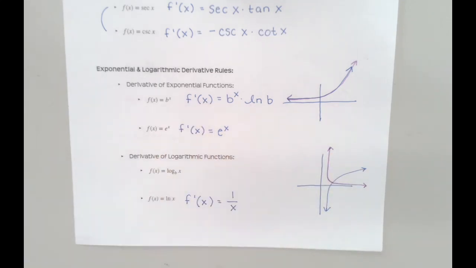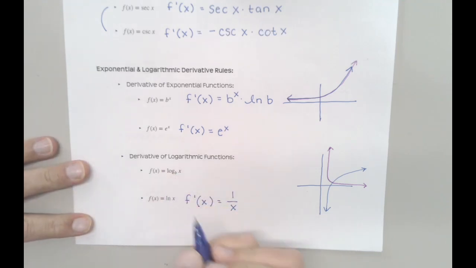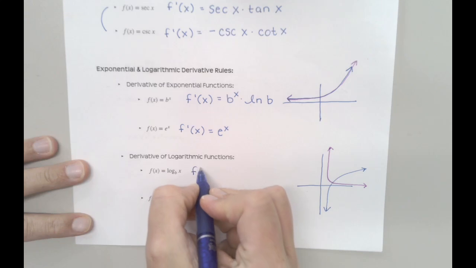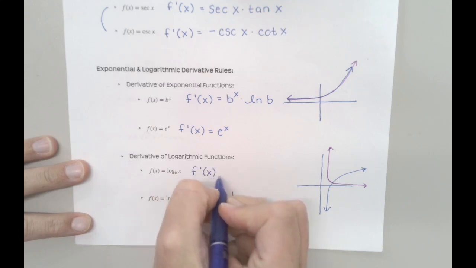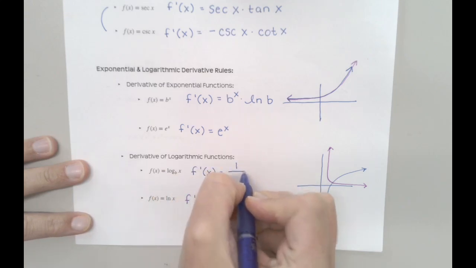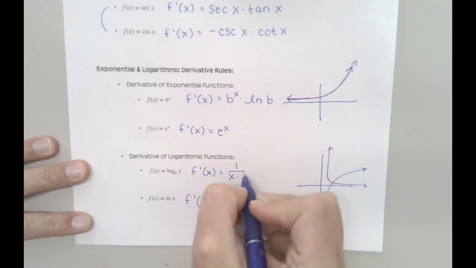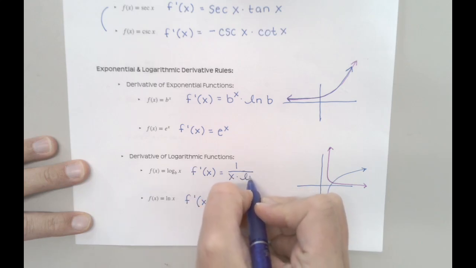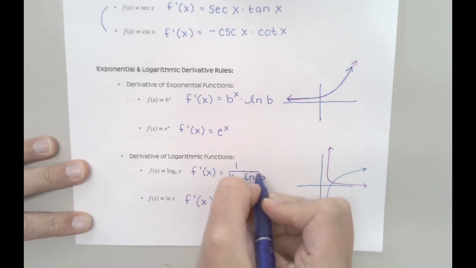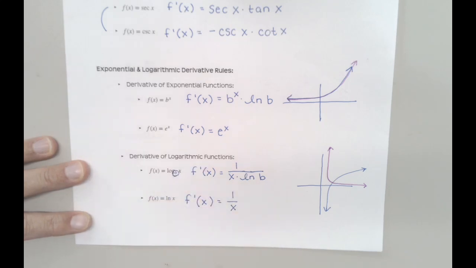Just like up here with the b to the x versus the e to the x, when you have a log of some other base besides e, your derivative there starts the same way. It starts as a 1 over x. But then in that denominator, again, you're going to multiply by the natural log of whatever that base number is, whatever b is.